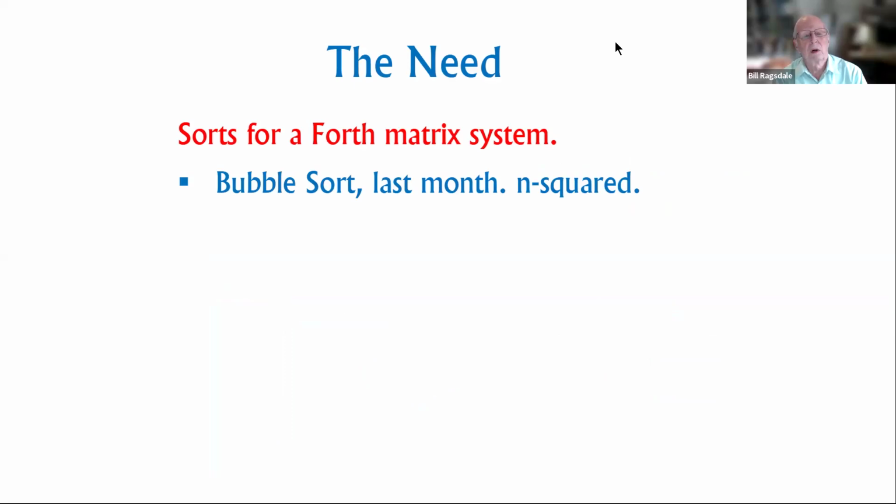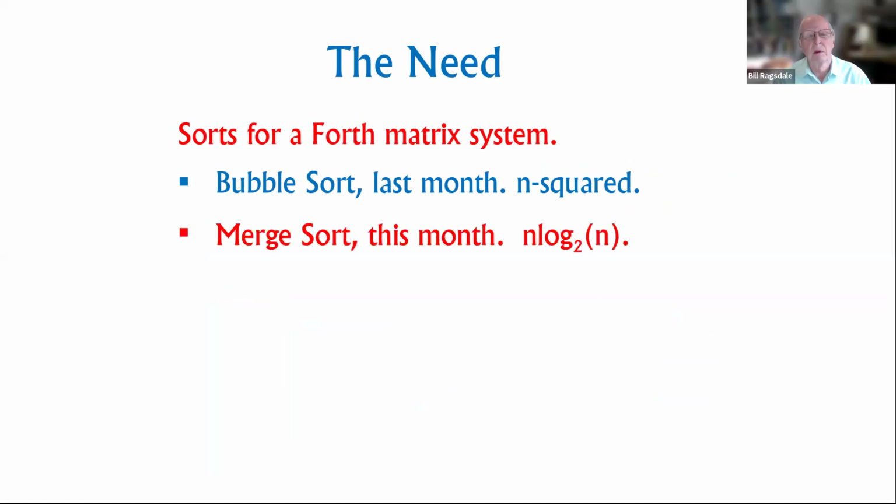So last month, bubble sort. It's a quick to implement, fairly simple sort, however, quite inefficient from a time standpoint. The number of passes through the file is n squared, so increasing the number of rows dramatically increases the execution time. Today, we're going to investigate the merge sort. In this case, it's much more time efficient. The execution time is in proportion to the number of rows times the log to the base 2 of the number of rows.